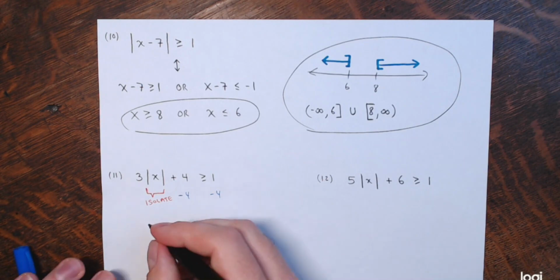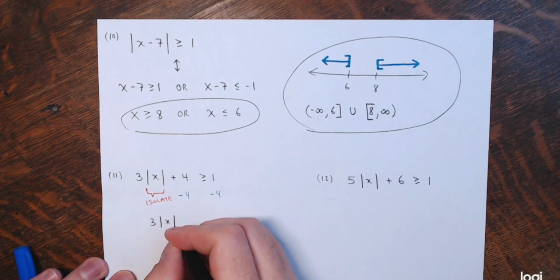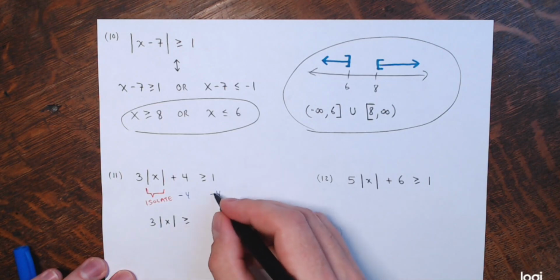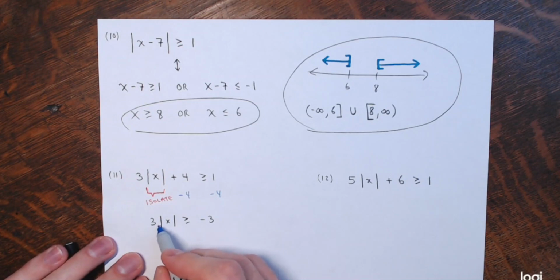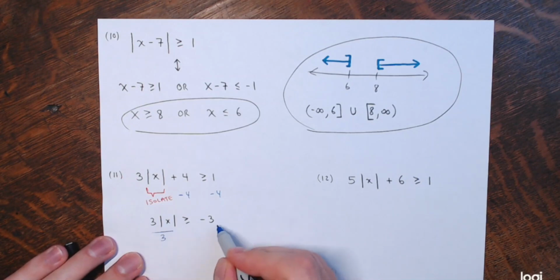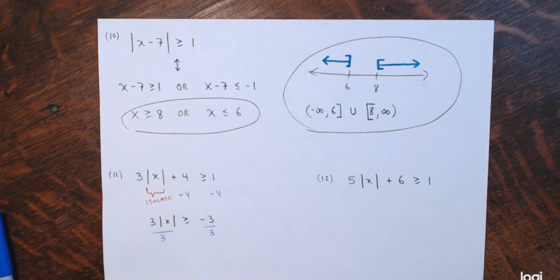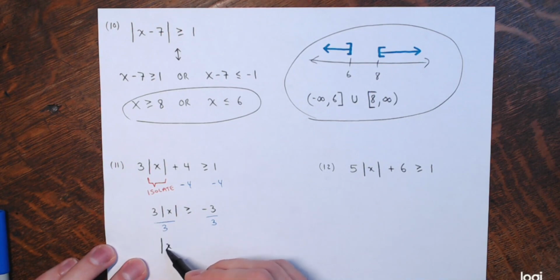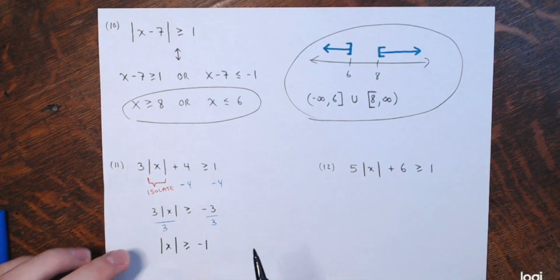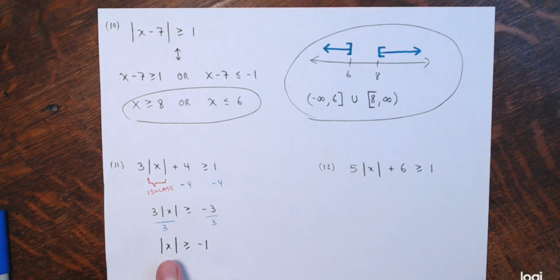That'll give me 3 times the absolute value of x is greater than or equal to negative 3. And then to fully isolate the absolute value, it's being multiplied by 3 right now, so I need to divide both sides by positive 3. Now, dividing by a positive will not change the symbol. Will not flip the symbol. So I have the absolute value of x is greater than or equal to, still, negative 1. So I've isolated the absolute value. I got the absolute value alone on the left there. Is greater than or equal, oh look, a negative number on the right side.